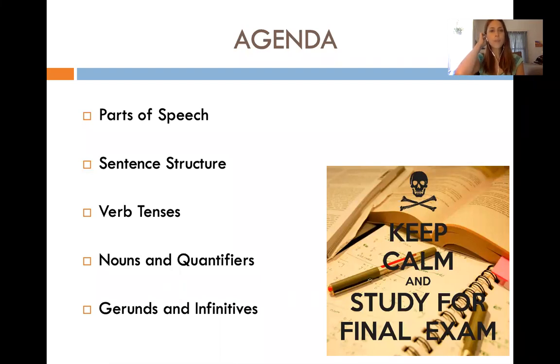We're going to review the parts of speech: sentence structure, verb tenses, nouns and quantifiers, and gerunds and infinitives. These are the topics that are going to be on your final exam. At the end of the PowerPoint presentation, we will talk about how I will test you, since I've had to revise our final exam because it's not in person. But let's first start off by reviewing these 5 topics.